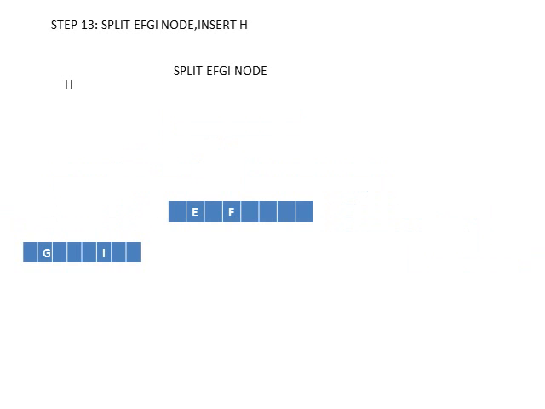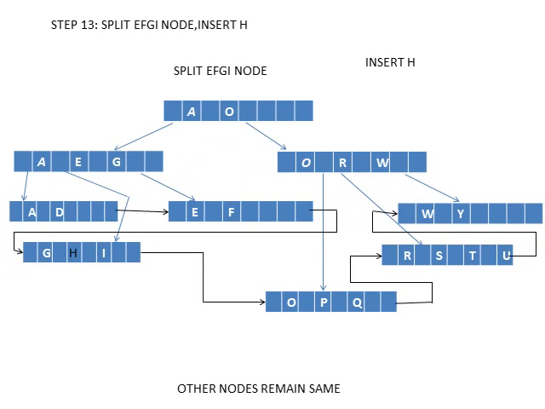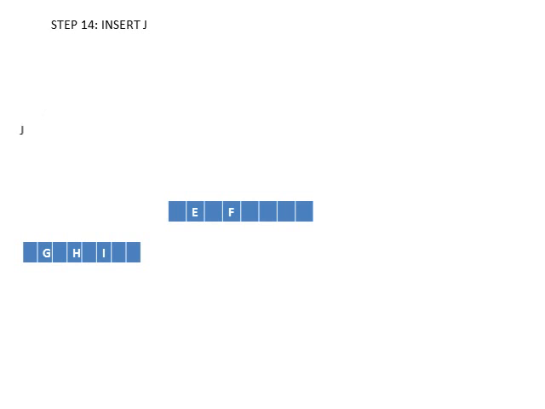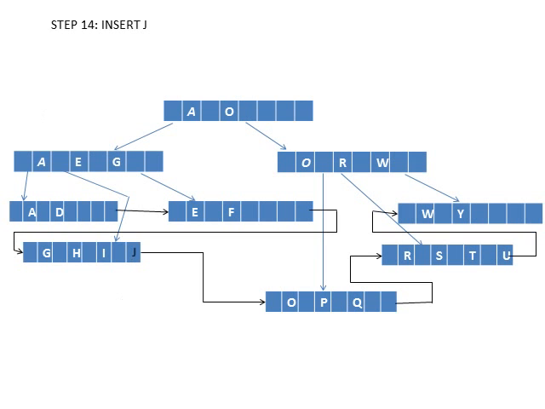Next key is H. So here we split the EFGI node into the EF and GI nodes separately. Then we insert H. Other nodes remain the same. Next key is J. No need to split any nodes. We directly insert into one of the nodes, and the other nodes remain unchanged.